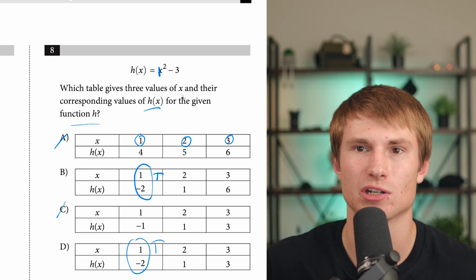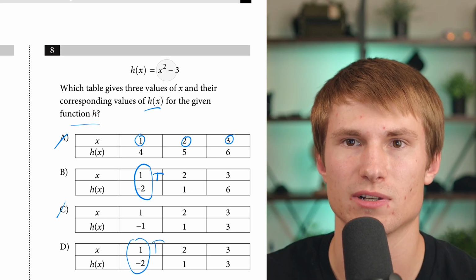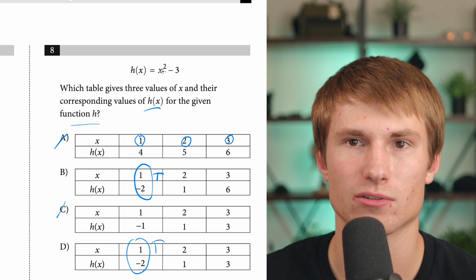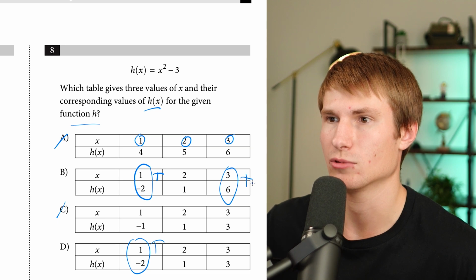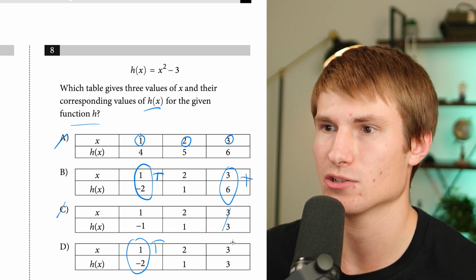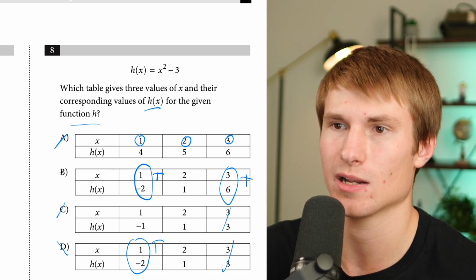The next thing I'm going to do is jump to 3 just because I know it's really easy. 3 squared minus 3, well, 3 squared is 9, 9 minus 3 would be 6. So I see that I have 3 and 6, which is true. If I look here, 3 and 3 isn't true, and 3 and 3 isn't true. My answer there has got to be answer choice B.